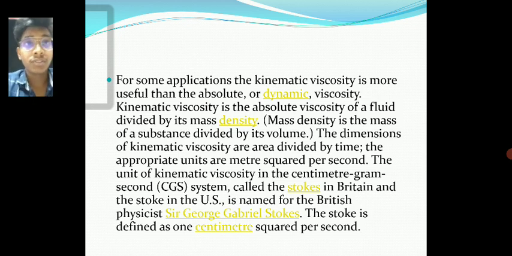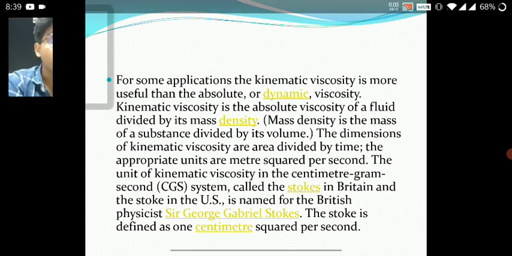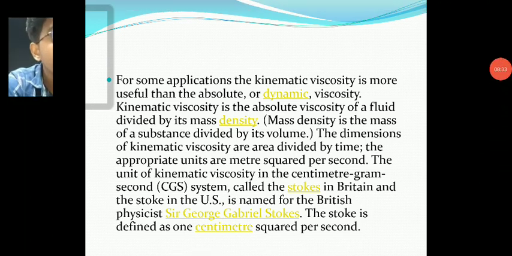For some applications, the kinematic viscosity is more useful than the absolute or dynamic viscosity. Kinematic viscosity is the absolute viscosity of a fluid divided by the mass density. The dimensions of kinematic viscosity are area divided by time. The appropriate units are meter square per second.